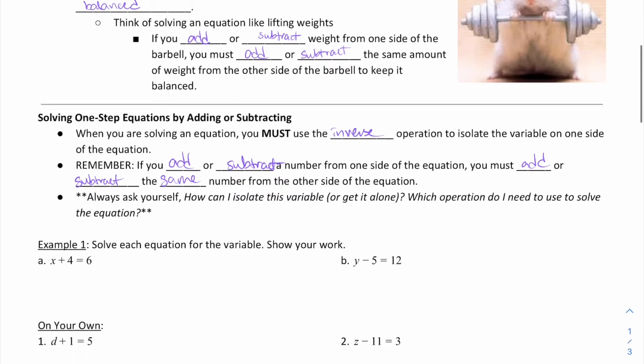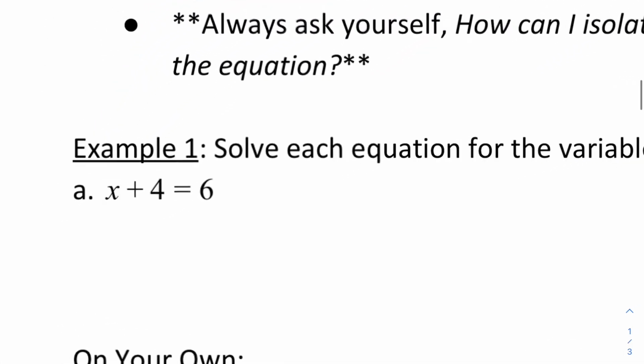So let's take a look. Solve each equation for the variable. Right on my left side, if it helps, you could draw a line down the middle. I have x right here. I want x by itself. So I have to get rid of this plus 4. How do I get rid of it? I use the inverse operation. Instead of plus 4, I'm going to do minus 4.